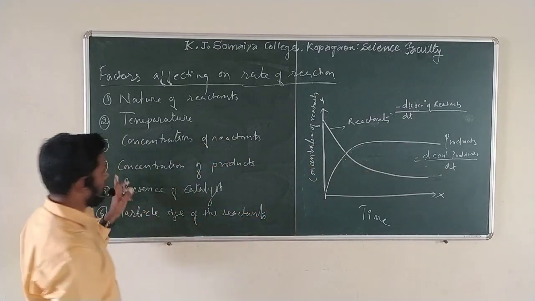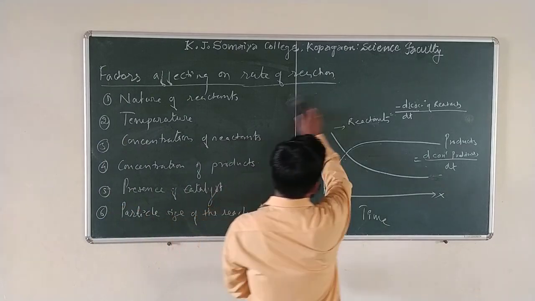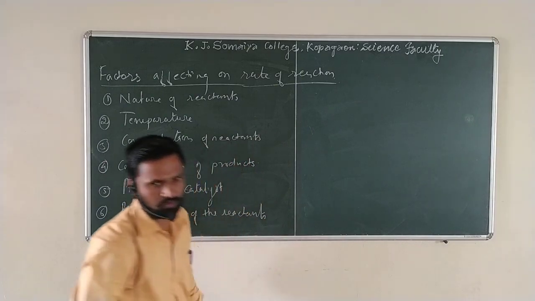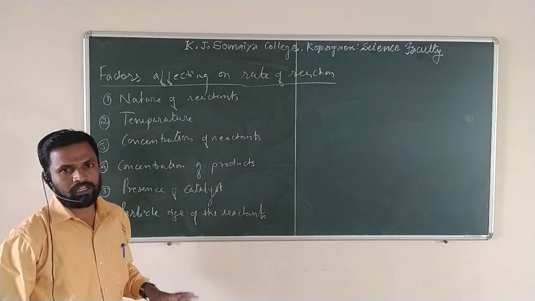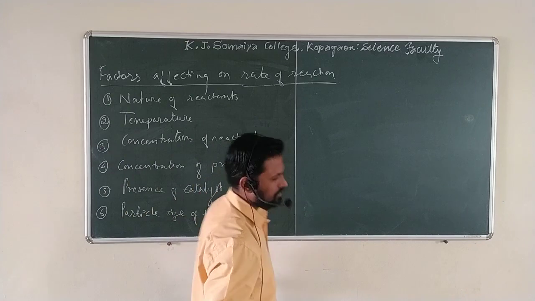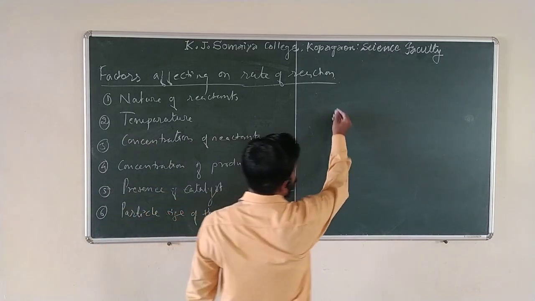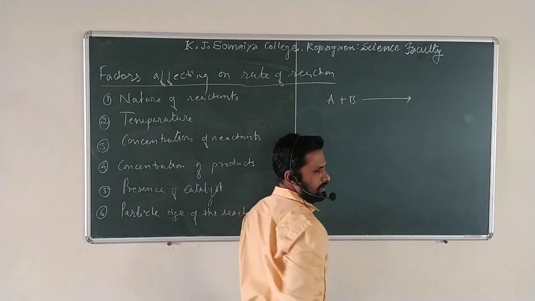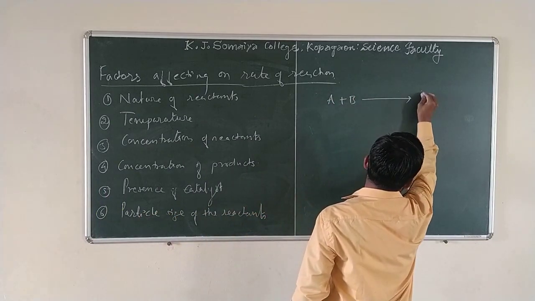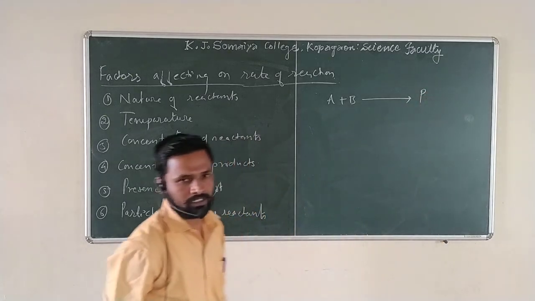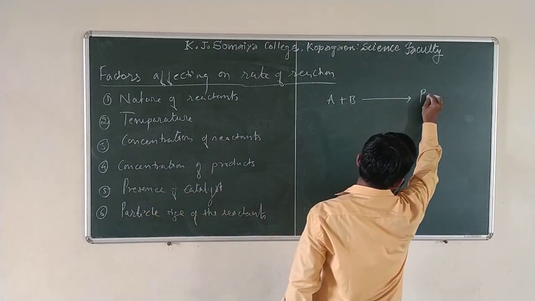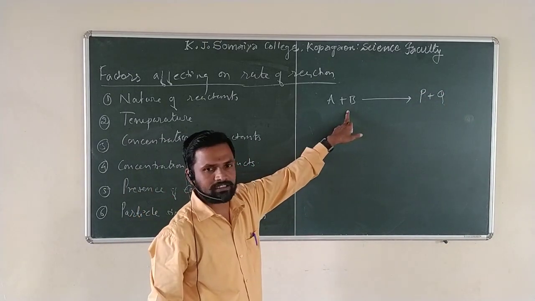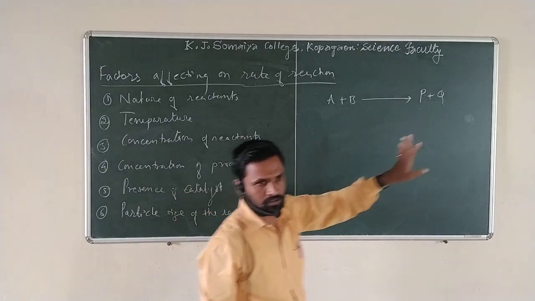Okay. Now next, concentration of the products. This is also a very important factor. Sometimes the concentration of the product also plays an important role in the rate of reaction. How? Say we have a chemical reaction where A plus B are the reactants, and they form products P and Q. A and B are the reactants, P and Q are the products.